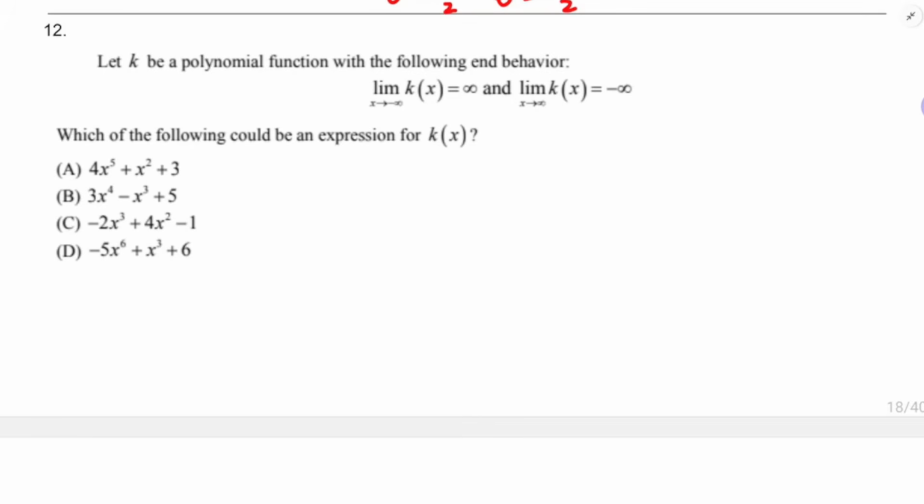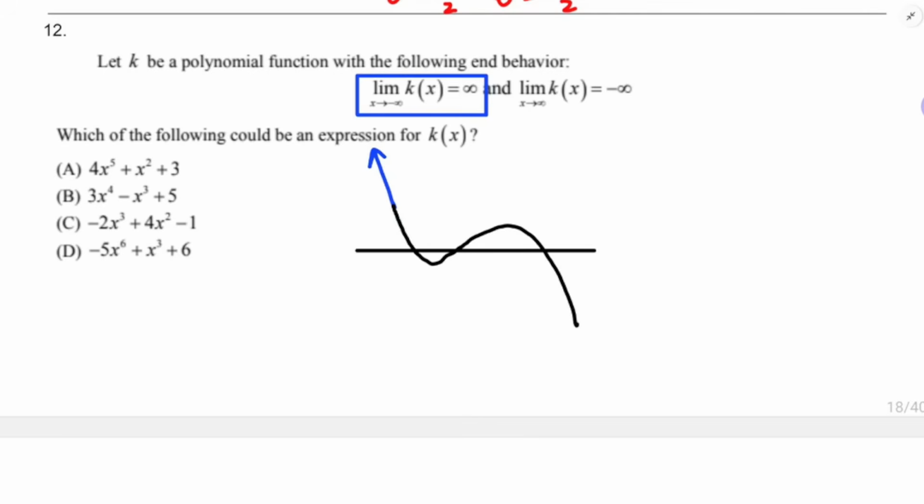Now they're going to give us the end behavior of a polynomial. They're going to ask which of these could be an expression for k. All right, I don't know why I wasn't seeing the nature of the question. The limit as x approaches negative infinity of k of x is positive infinity. So that means the graph goes up like that. And then the limit as x approaches positive infinity of k of x equals negative infinity. So we don't really know what kind of polynomial we've got here, but we know that eventually it's going down to negative infinity, and it was coming from positive infinity. So it's going to look about like that.